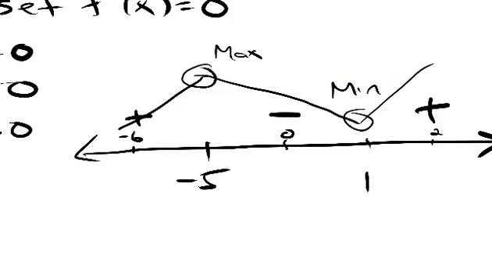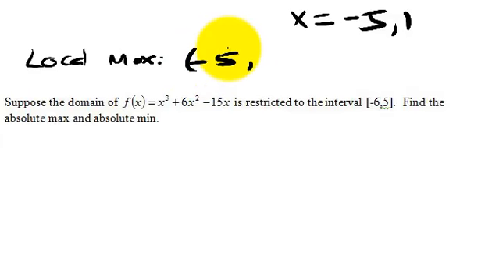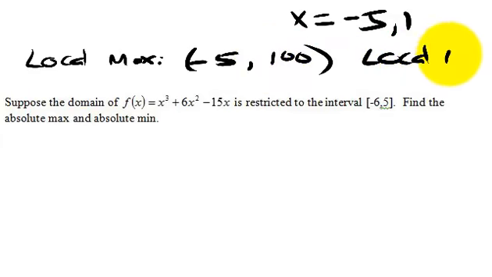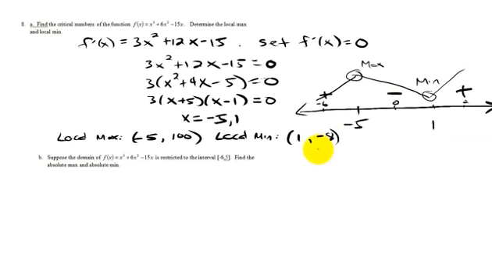Alright, let me label these. Local max. Now this is a point, so it's going to be negative 5, comma, and then you have to plug negative 5 into the function, which I'm going to do right now. Then it looks like I get 100. And then a local min is going to be 1, comma, and if you plug 1 into the function, you get negative 8. And that's it.